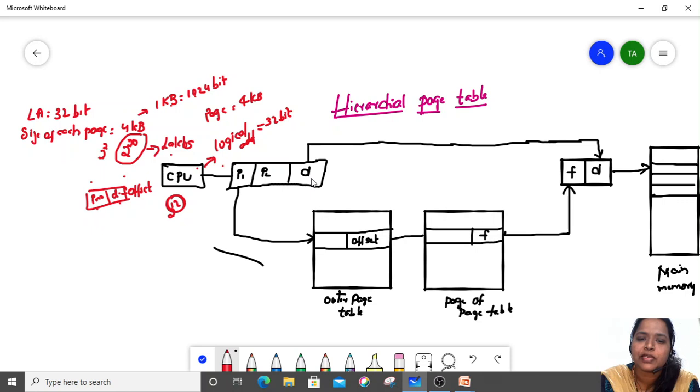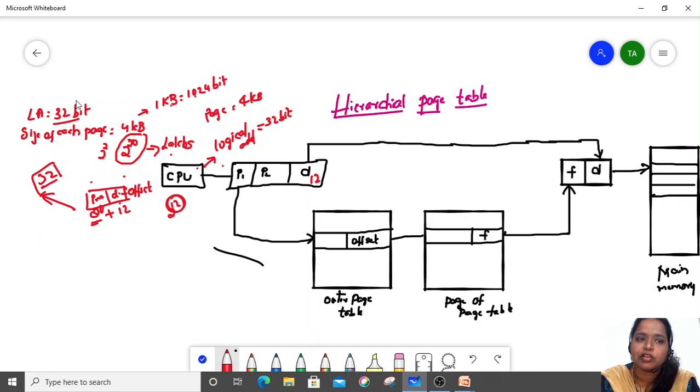So here, suppose the displacement is 12 bits and the logical address size is 32 bits. Out of 32 bits, if 12 bits are the displacement, we'll have a page number of 20 bits. So 20 for the page number and 12 for the displacement. 20 plus 12, totally we have 32 bits, fine. This is how we calculate how many pages have to be divided, fine.